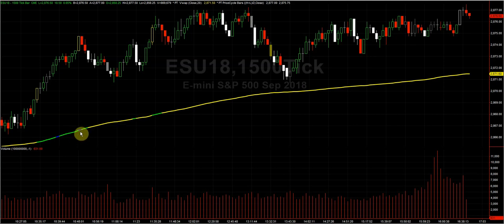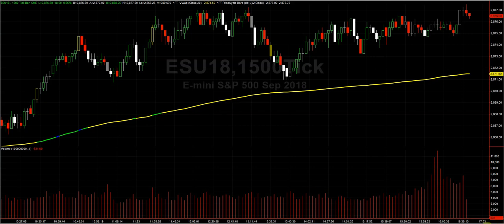Like you can see right here, it was normal. Then it started to get extended. It got overextended right here, and there was selling at the top and then buying at the bottom, because the trend is still to the upside because of the yellow line. And this is buying at the bottom here, but you're clearly still in an uptrend. And you can tell that by the yellow VWAP.